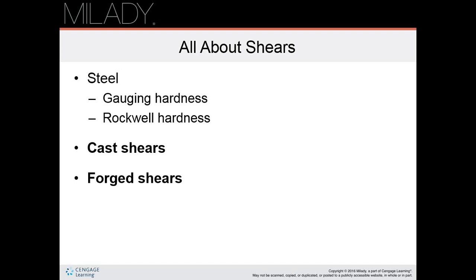There are two types of manufacturing processes. We have cast shears. This is heated metal that is poured into a mold. These are more like your Office Max shears, your kitchen cutting shears. And then we have forged. These are heated, pounded metal. These are the quality that we want to work with in the salon.